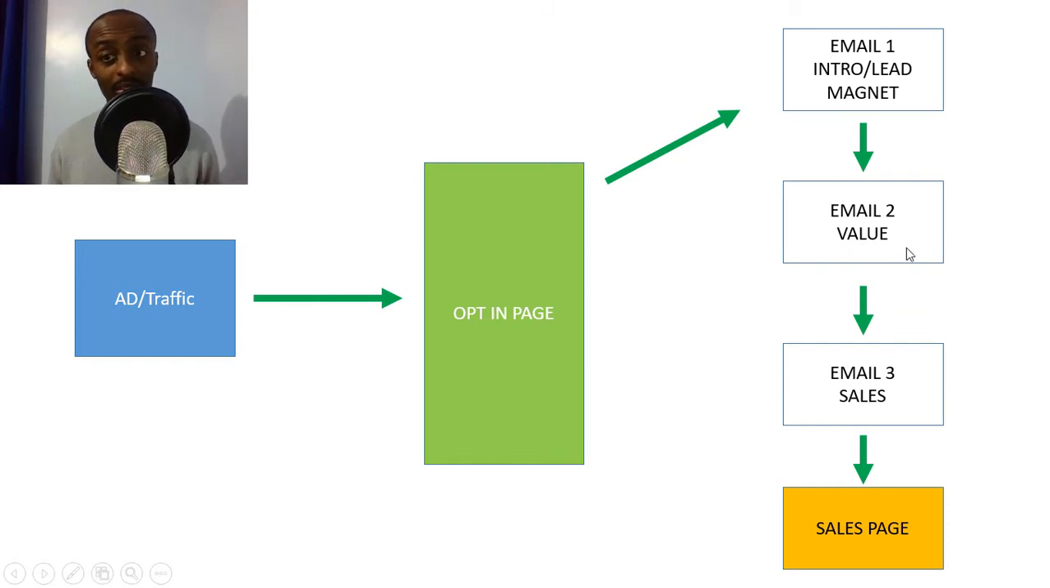Ideally, with these emails, I just want to point out, you want to space them out. For example, email one could be on day one, email two could be on day two, and email three, as we have here as our sales email, could be on day three.